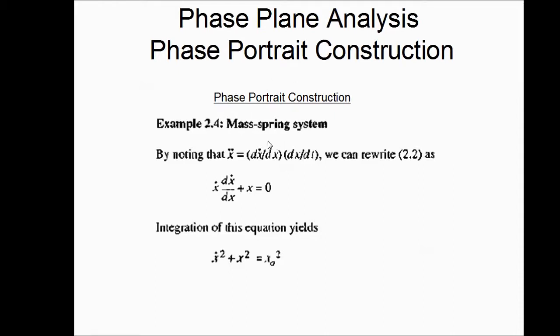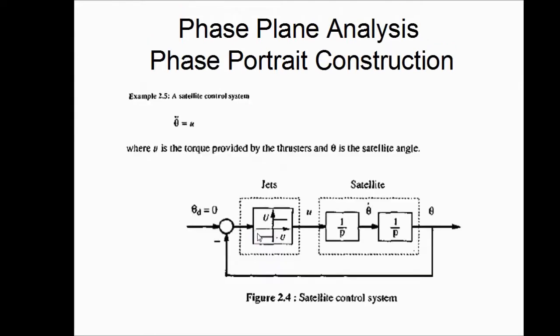So a simple example for the phase portrait construction is the spring mass system, whose governing differential equation was shown in the previous slide. And by defining in this fashion, by rewriting x double dot in this fashion, it's possible to write the equation as this, which can be integrated, leading to the circles, which was shown in the previous slide.